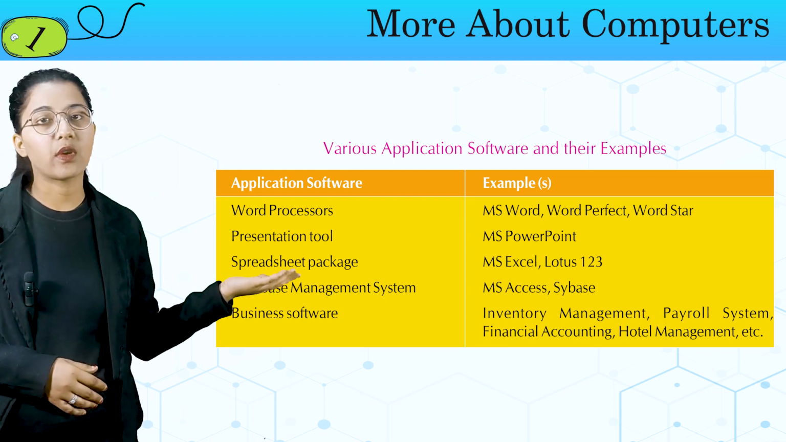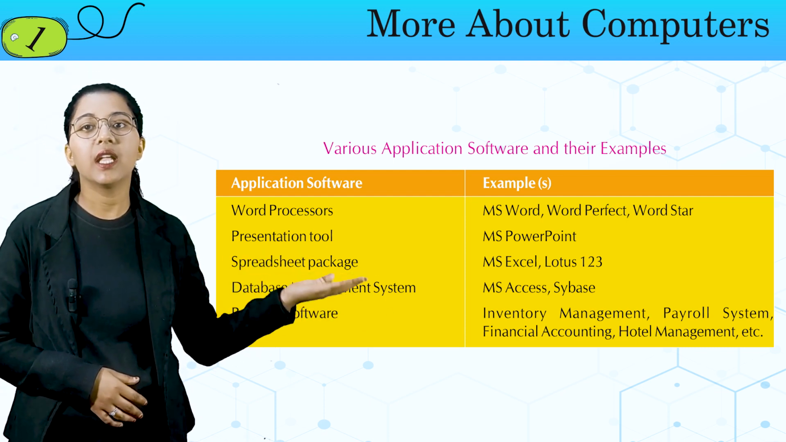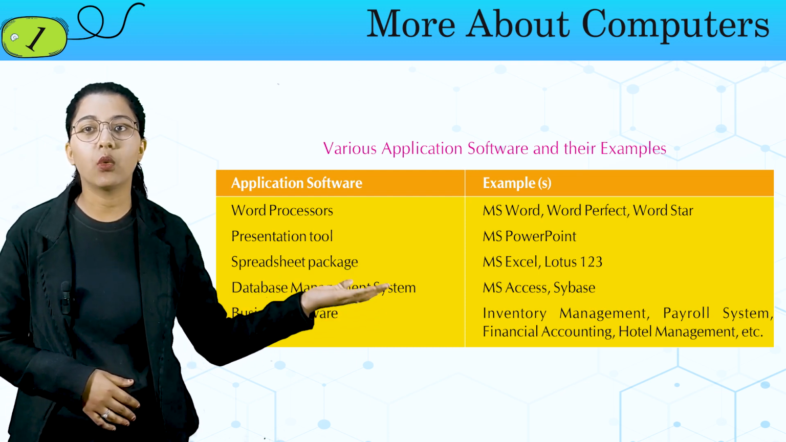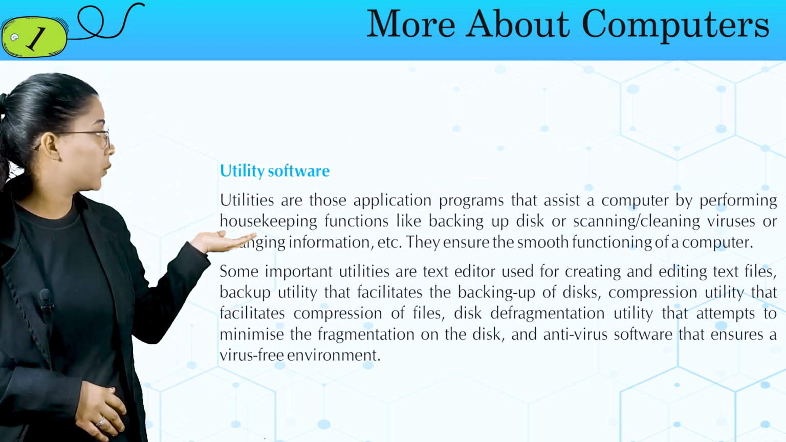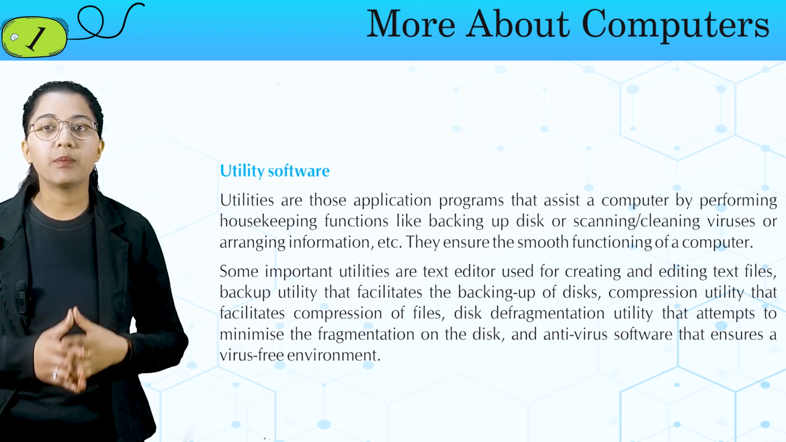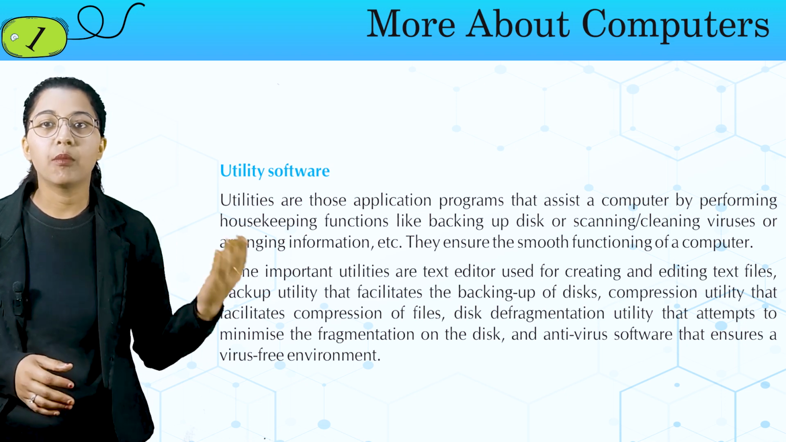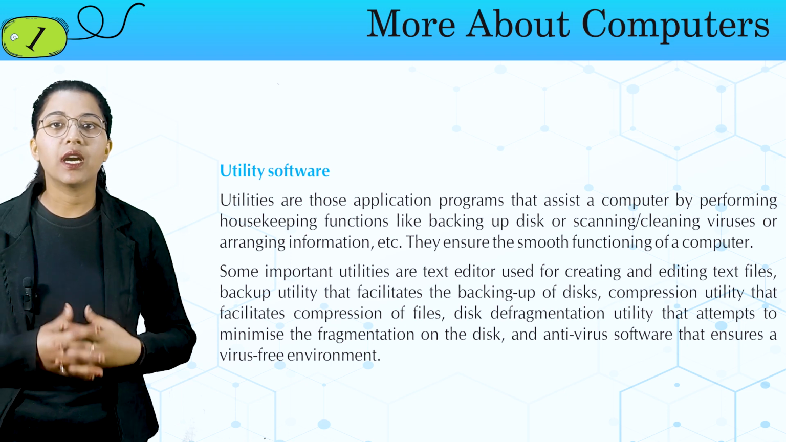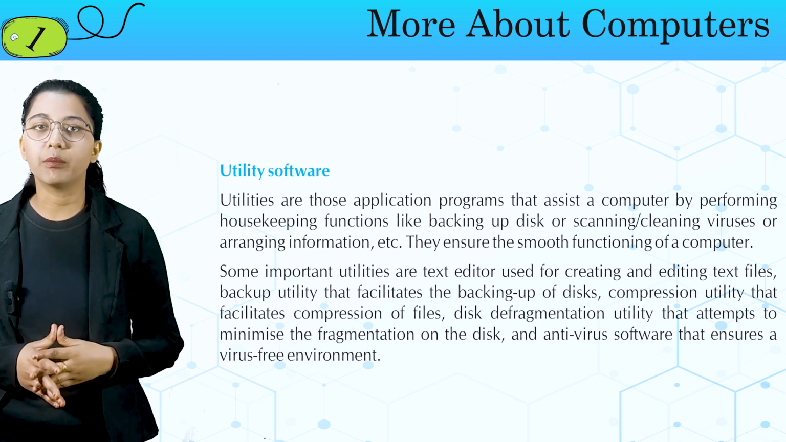Then our next software is business software and the examples of business software are inventory management, payroll system, financial accounting, hotel management, etc. Now our next topic is utility software. Utilities are those application programs that assist a computer by performing housekeeping functions like backing up disk or scanning, cleaning viruses or arranging information, etc. They ensure the smooth functioning of a computer.